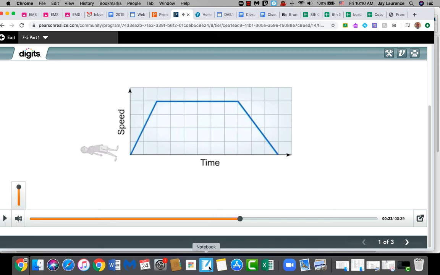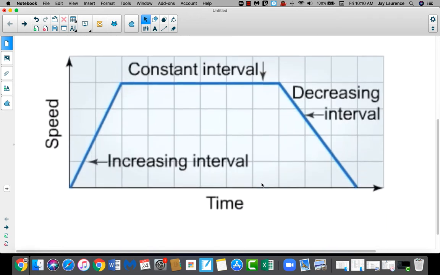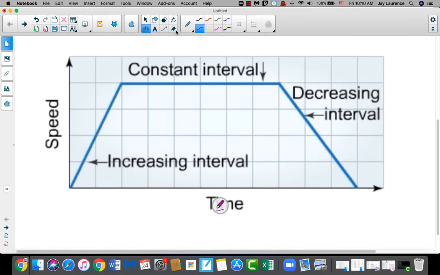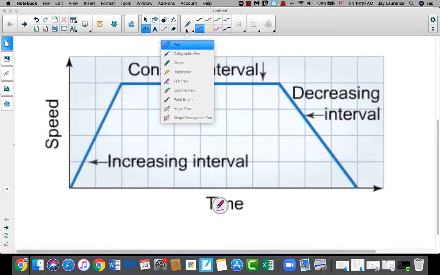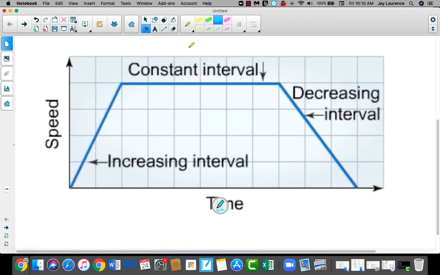Okay, so sometimes kids don't pay attention to graphs. They ignore labels, especially math students, and labels are so important. So an interval is a period of time where something is happening. I have the 3 distinct intervals shown on this graph.